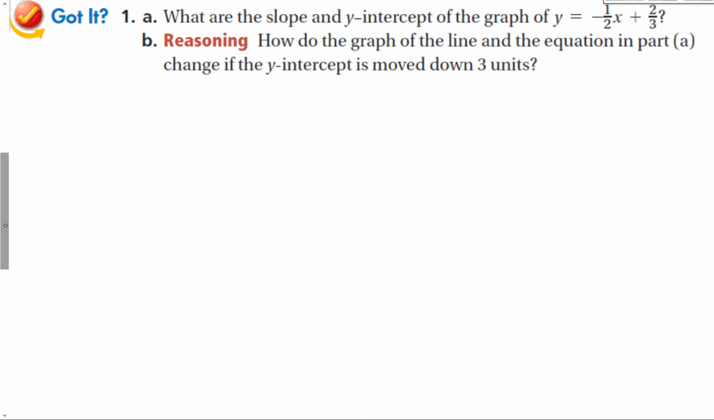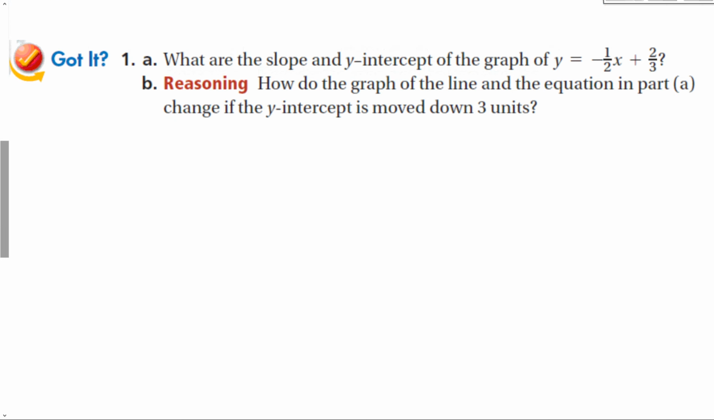My guided problem says, what is the slope and y-intercept of -1/2 x plus 2/3? So the slope is just -1/2. Whatever number is in front of the independent variable x, that is the slope. The y-intercept is 2/3.